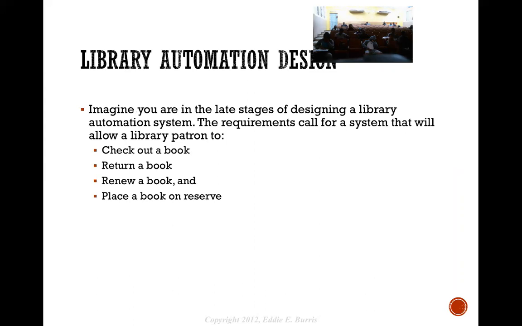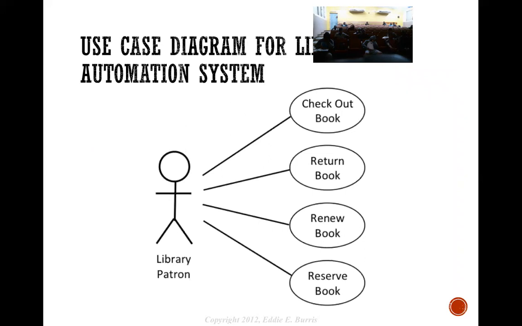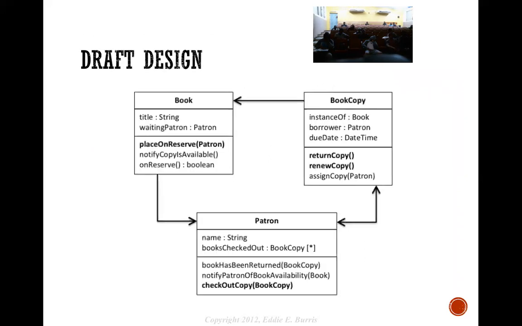All right, so imagine you're in the late stages of designing a library automation system. The requirements call for a system that will allow a library patron to check out a book, return a book, renew a book, and place a book on reserve. So our use case diagram will look something like that, right? We're used to that. And our initial design might look something like this.